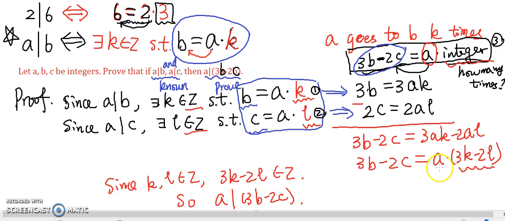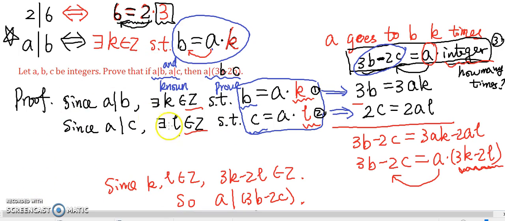Well, because we actually found a stronger result. We found out a goes into 3b minus 2c exactly 3k minus 2l times, so this many times. Not only do we know a goes into 3b minus 2c, but all we need is this equation form, so we can say a goes into 3b minus 2c.